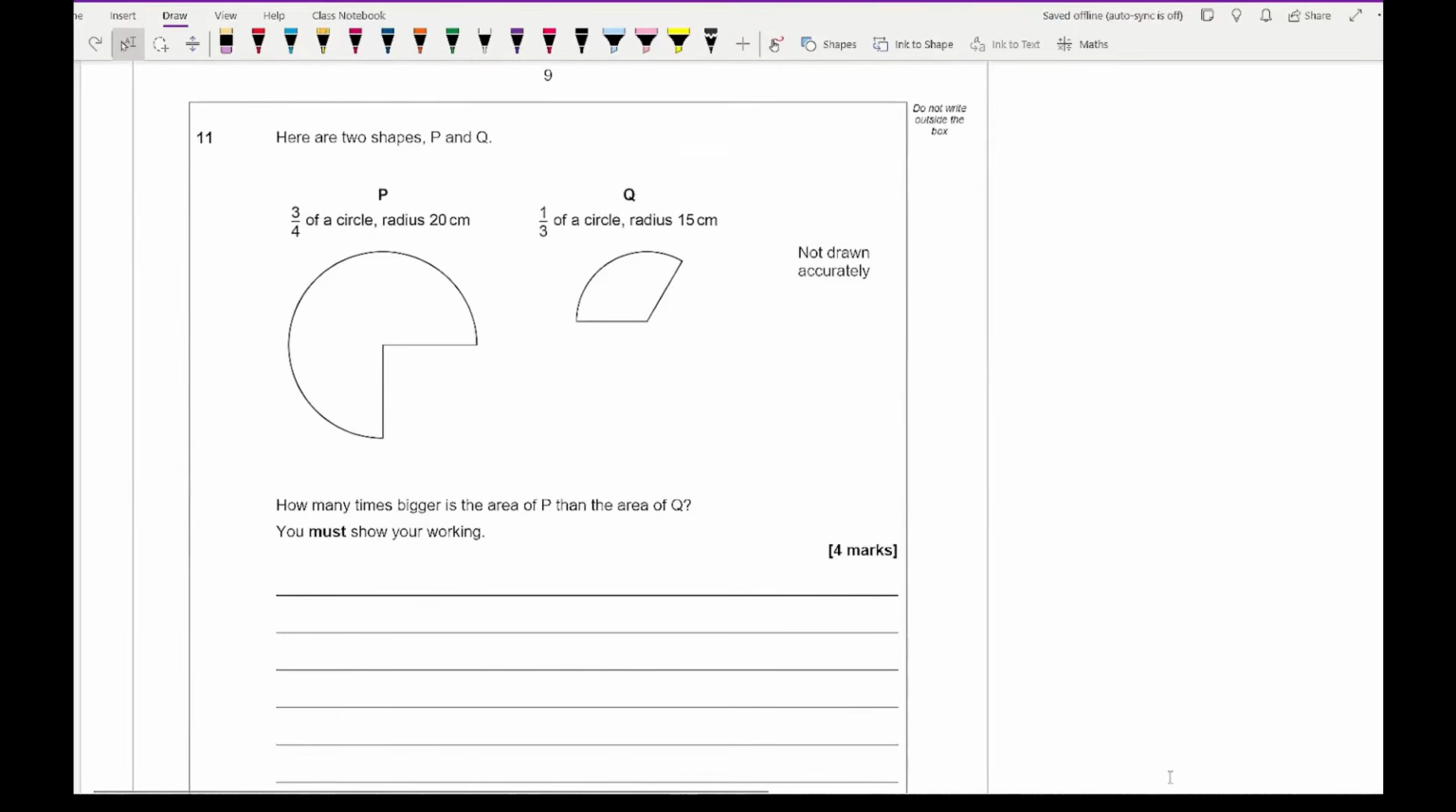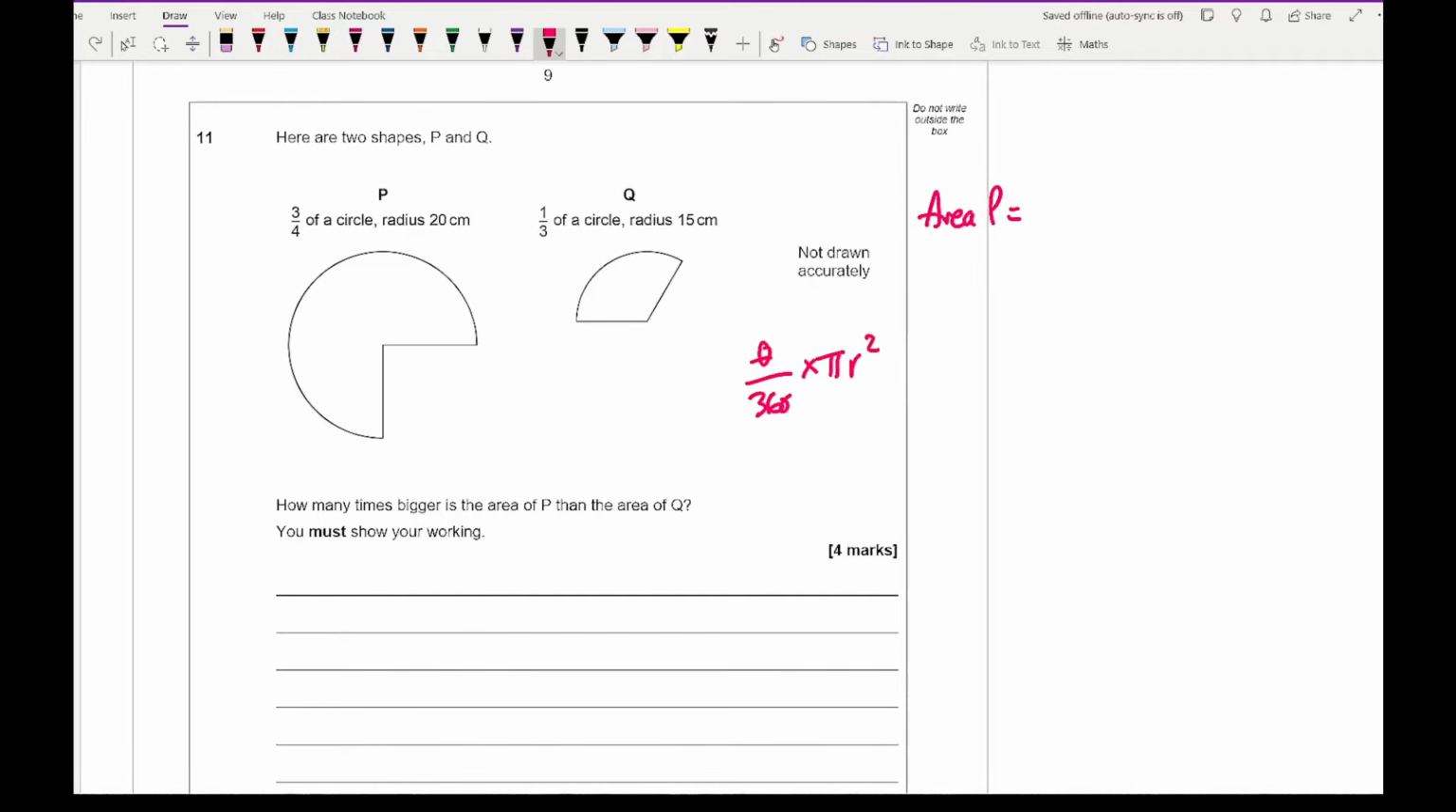Moving on to question 11, it says here are two shapes P and Q, and P is 3/4 of a circle with radius of 20, and Q is 1/3 of a circle with radius of 15, and it says how many times bigger is area P than area Q. So looking at area P, the formula for the area of a sector is theta over 360 multiplied by pi r squared.